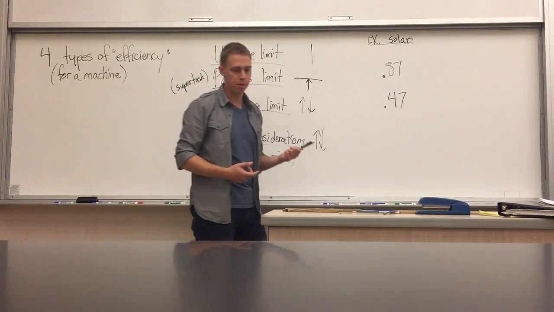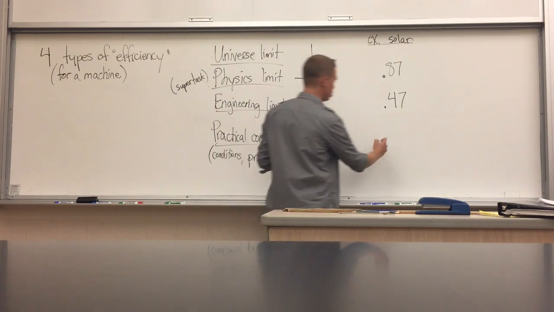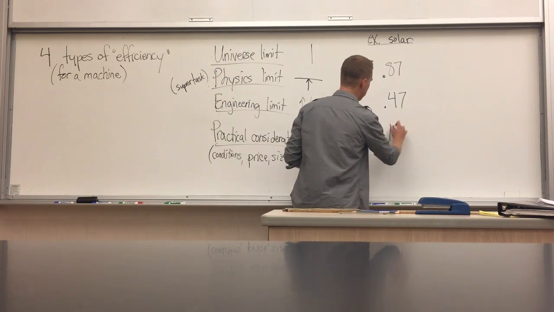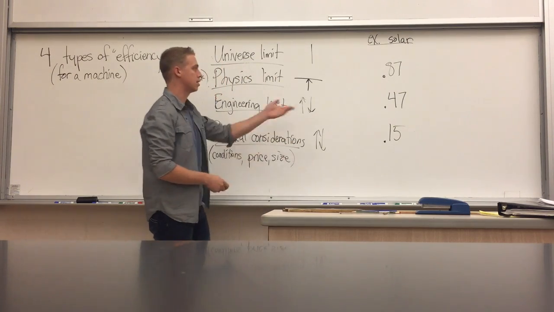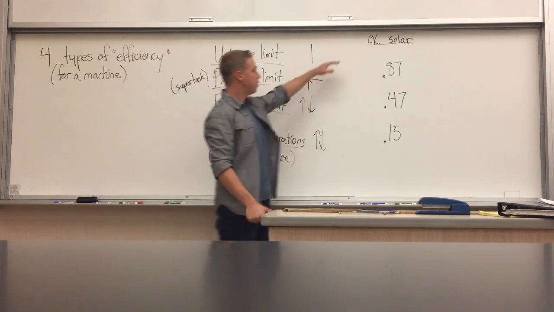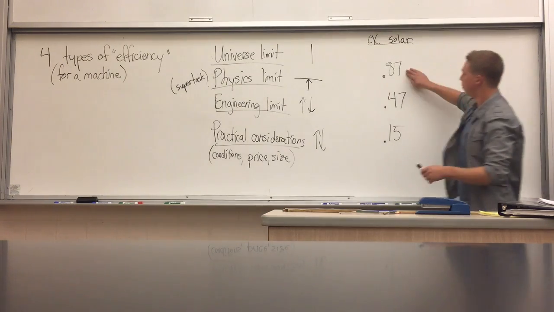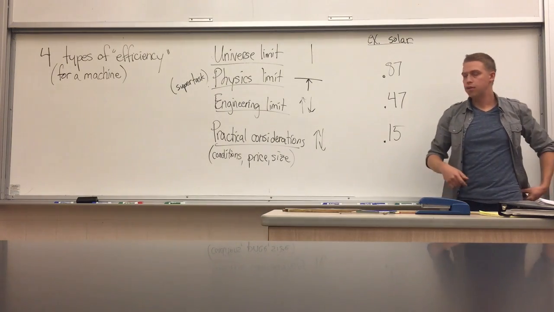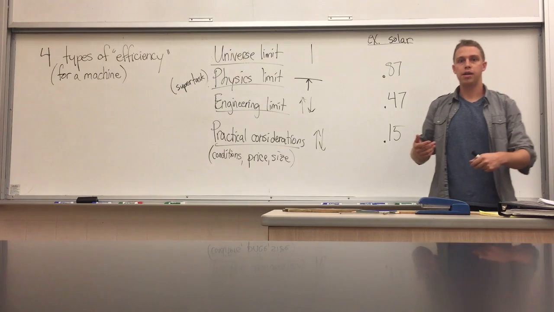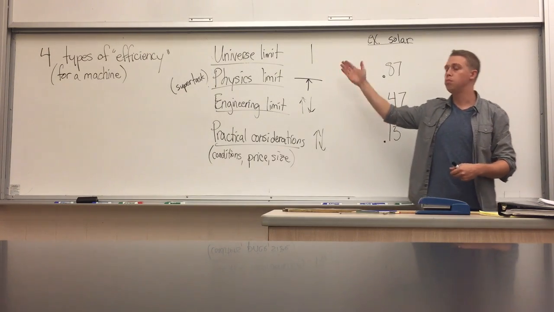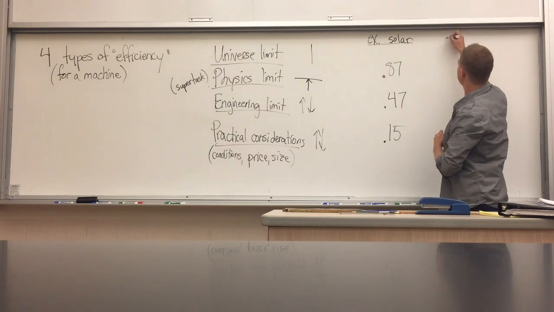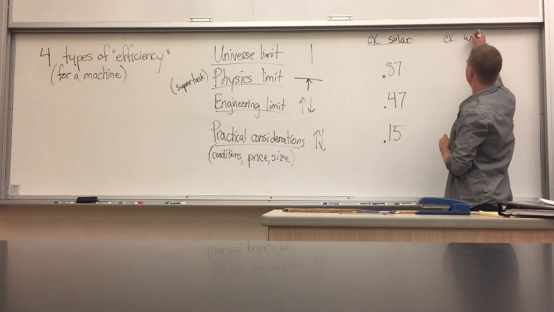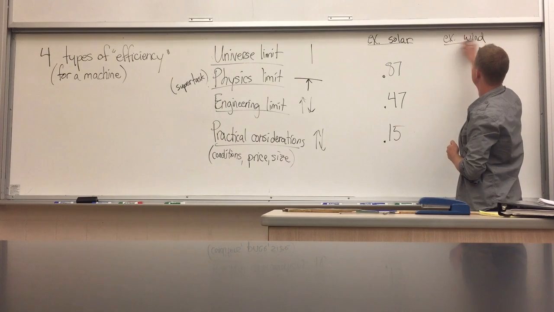And so most solar panels on a practical level that you go out and buy, those are about 15% efficient, okay? Those are just practical considerations. And so there's these 4 different numbers that are kind of efficiency limits, but they depend on what you mean when you say efficiency. My other example is going to be wind energy, so a wind turbine.